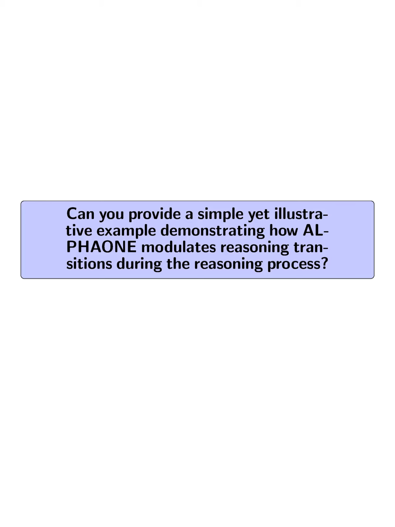Can you provide a simple yet illustrative example demonstrating how ALPHAONE modulates reasoning transitions during the reasoning process?